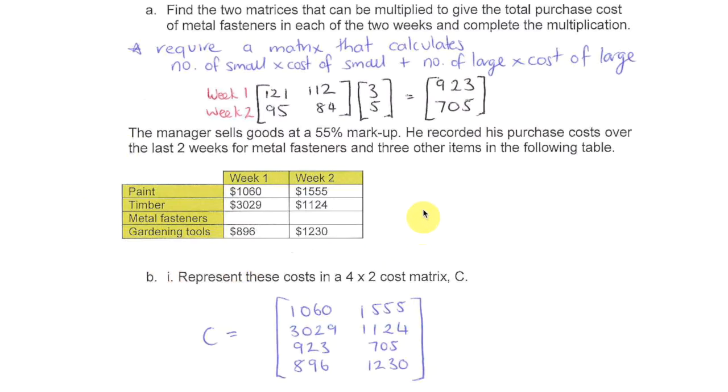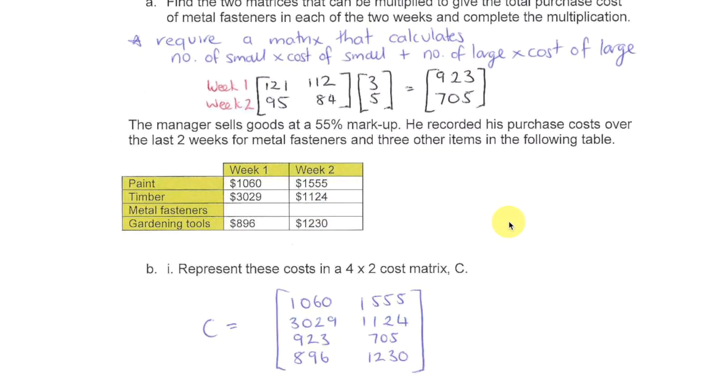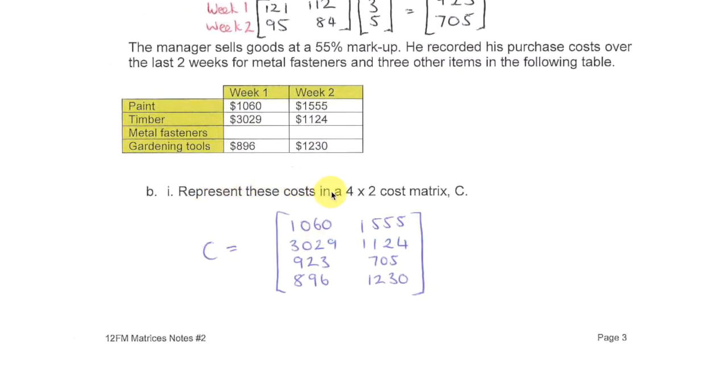Here we have another table that shows week 1, week 2, so this is now listed as columns, and then each of the different products that we have, so paint, timber, metal fasteners, gardening tools. So obviously what we need to do here is include those figures that we just found. So week 1, we spent a total of 923, so that would go in here. And in week 2, we spent a total of 705, so that will go here. Represent these costs in a 4 by 2 cost matrix called C. So this is our cost matrix overall, and you can see that's where the 923 comes in and the 705.